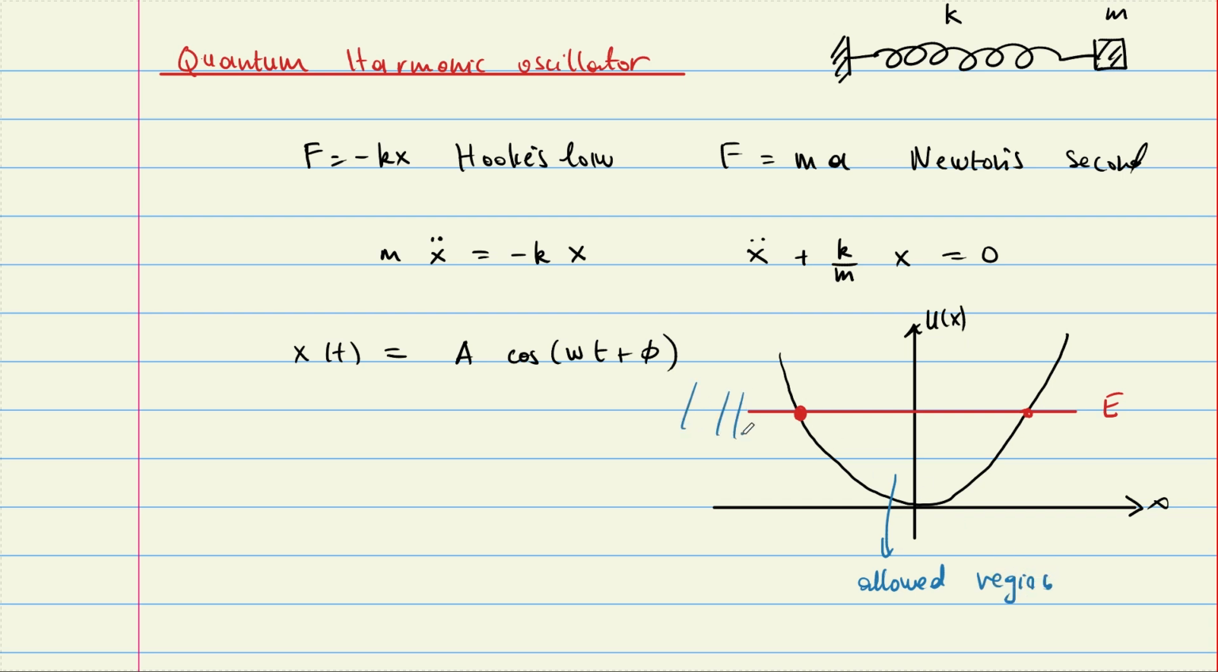whereas this one, like here or here, is classically forbidden. And this one, maybe I can write it here, this one is the turning point, or classical turning point.